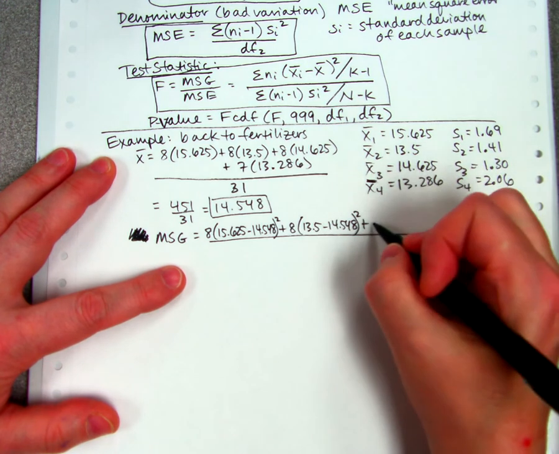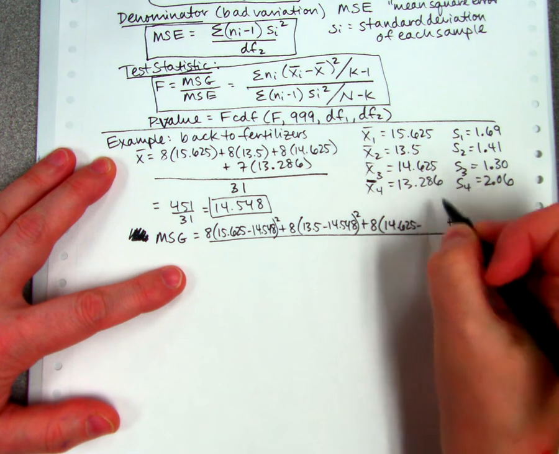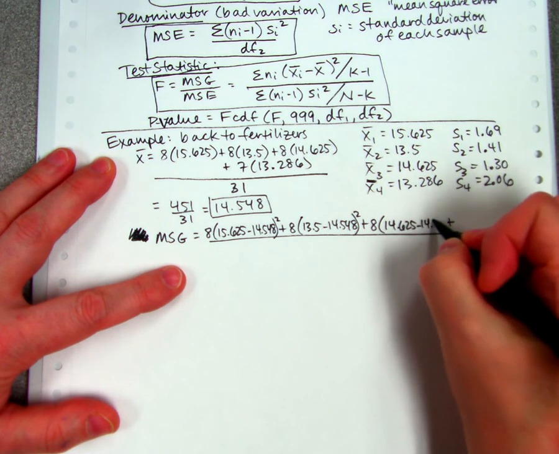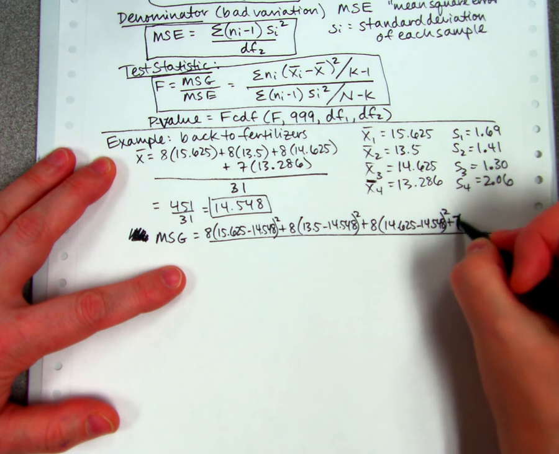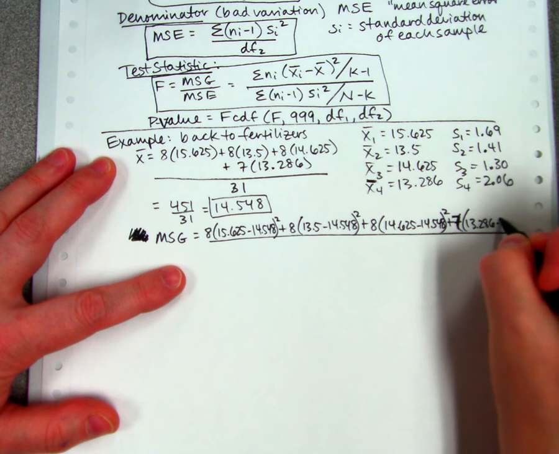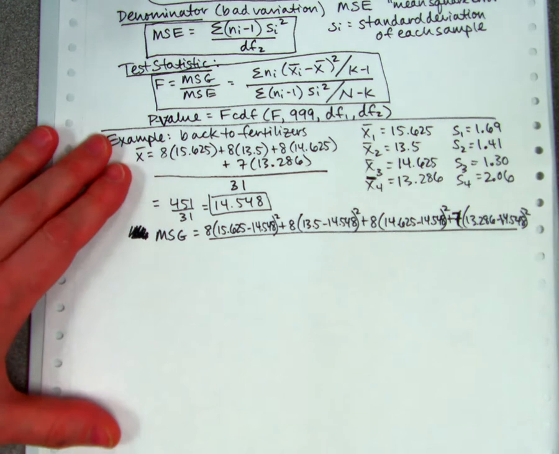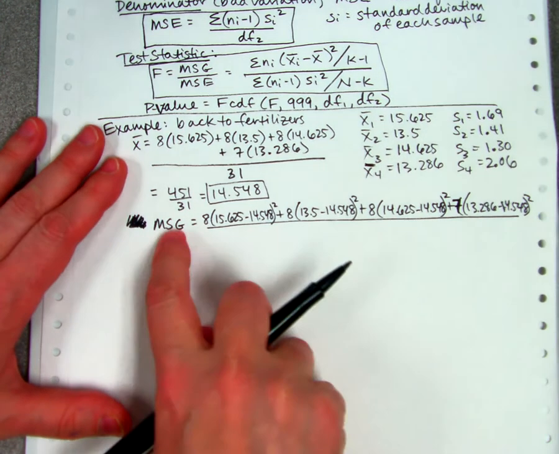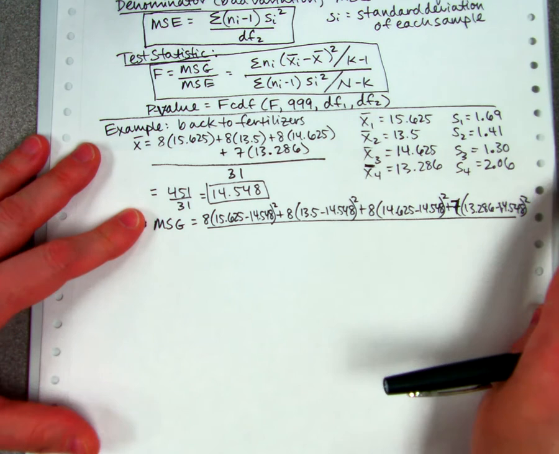The third one is also 8 times something minus 14.548 squared, and then the fourth one is 7, because there were only 7 plants in that last group because of the monkeys, times 13.286 minus 14.548. It was difficult to fit that, and I'm not sure if that was the best idea. But anyway, we do all of that on top. Technically, that top part is called SSG, so don't worry about that.